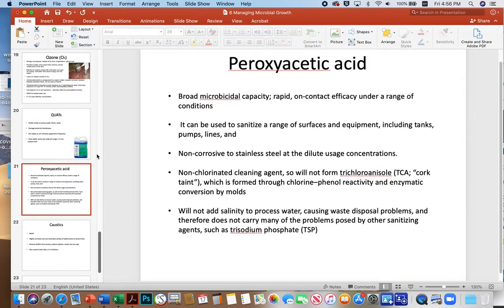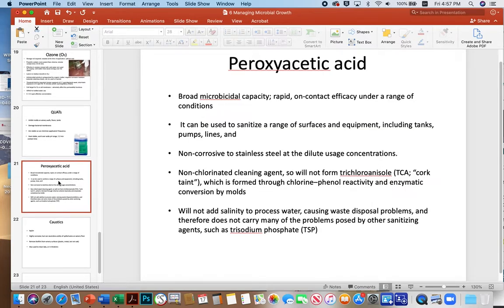It's a super powerful oxidizer, and destroys lipids and proteins and works at a really low concentration. Another great thing about it is that it has low residual, and the residual that it does produce is basically acetic acid, so a little bit of vinegar, a little bit of organic acid, a little bit of oxygen, a little bit of water, so no big issue there. It's not chlorinated, so you don't get TCAs, and unlike trisodium phosphate, it doesn't add salinity to any water, so you don't have disposal issues. You can dump it without having to worry about contaminating the creek or whatever.